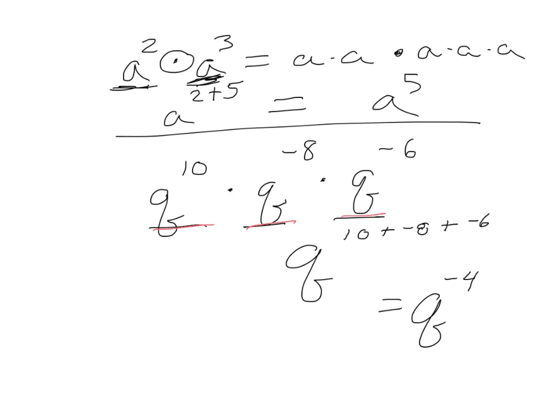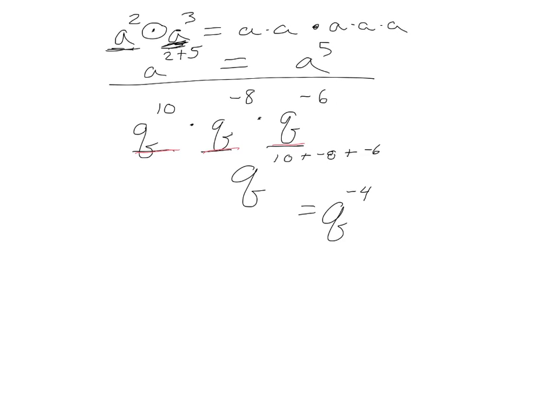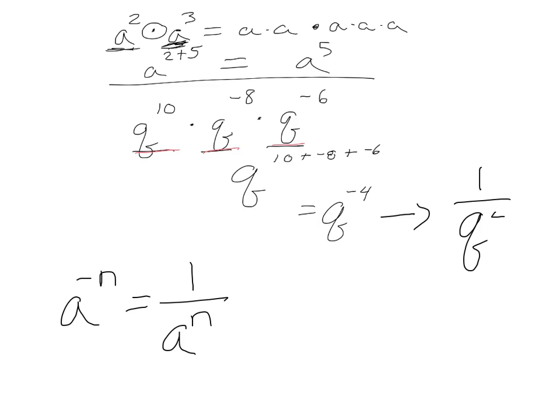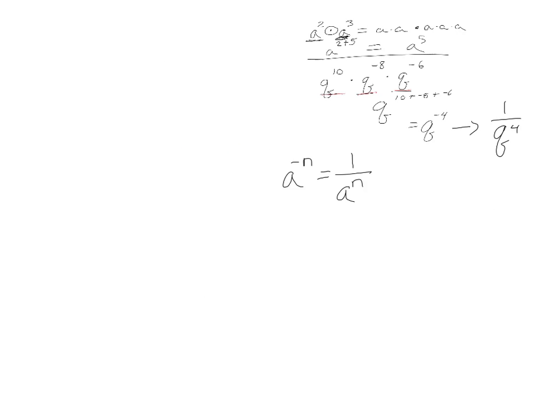We can make this a little more simple. If you remember, the property that says anything raised to a negative exponent is just the same as 1 over the positive version of that exponent. So we're not done with this answer. This answer should look of the form 1 over q to the 4th. Hooray!